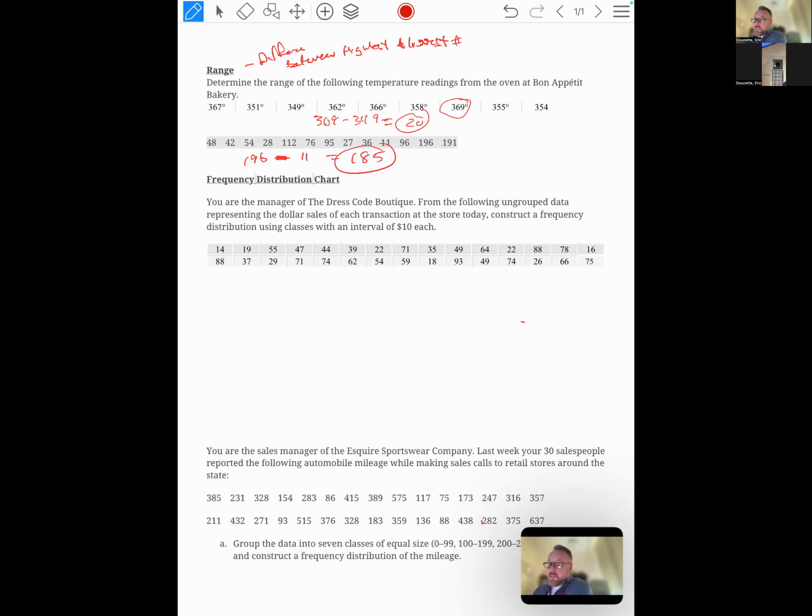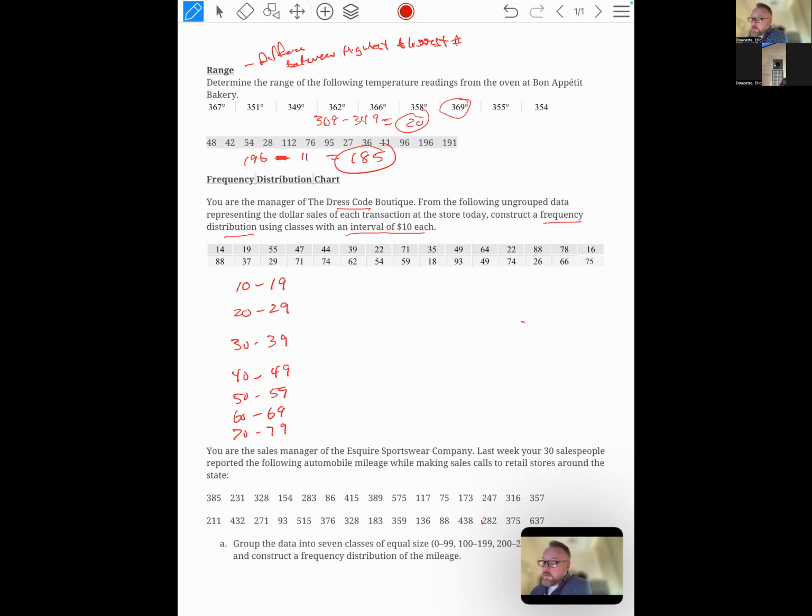Basically, in this case, you're a manager of a dress code boutique and you're given the following ungrouped data representing the dollar value of each transaction. It says construct a frequency distribution using classes with an interval of $10. The lowest number here is not lower than 10, so I'll do 10 to 19, 20 to 29, 30 to 39, 40 to 49, 50 to 59, 60 to 69, 70 to 79.